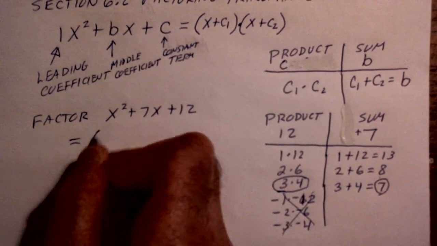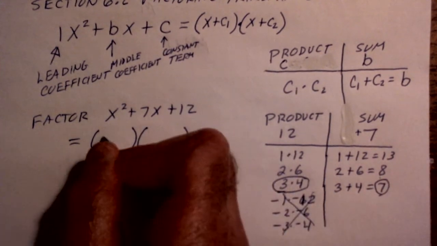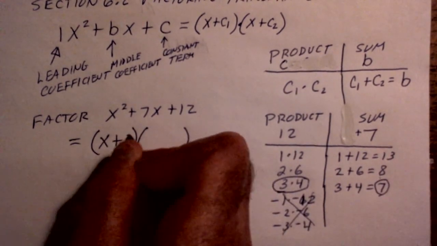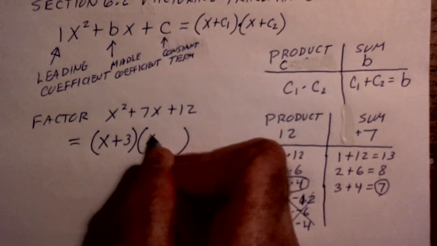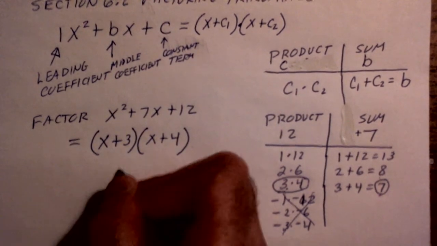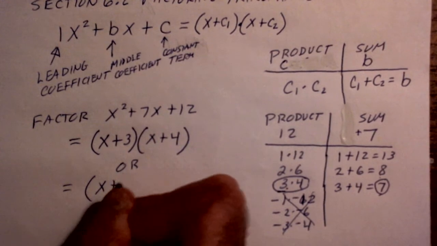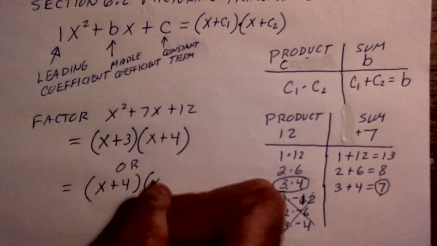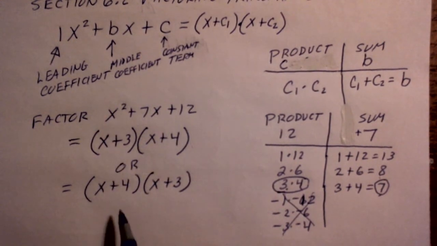Being the case, this trinomial immediately factors into the product of two binomials, which would be x plus 3 times x plus 4. And we are done. That would be the factorization. Or you could have these factors switched around. It doesn't matter. You could have x plus 4 times x plus 3. At any rate, this would be the factorization of that trinomial.